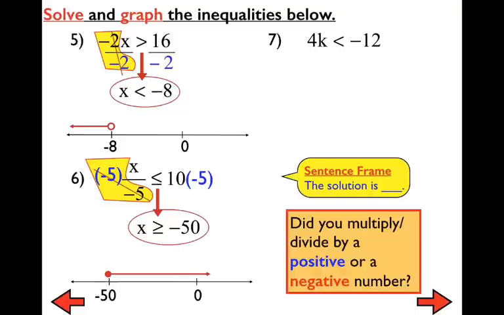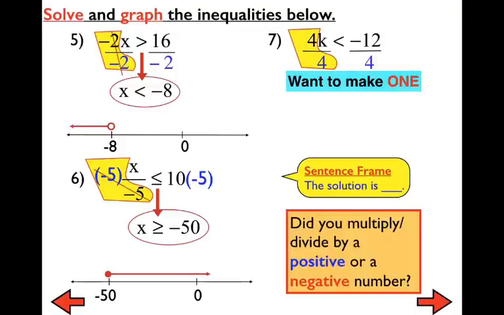All right, in this problem, we need to divide both sides by a positive 4. Did we multiply or divide by a negative number? The answer to that question is no. Therefore, we do not flip the inequality symbol. Our check is to make sure that we made 1 right there. We did. 4 over 4 is 1. And so our solution is k is less than negative 3.